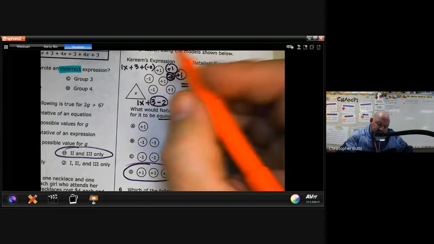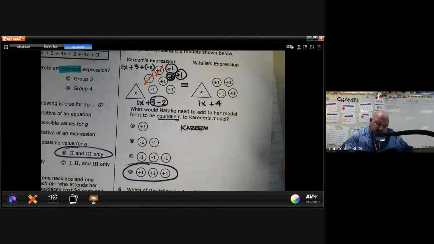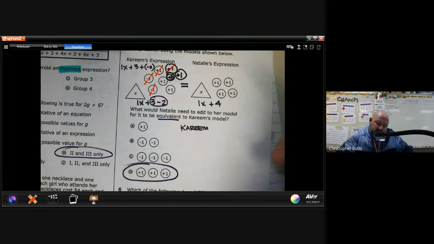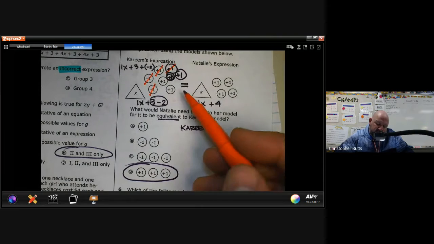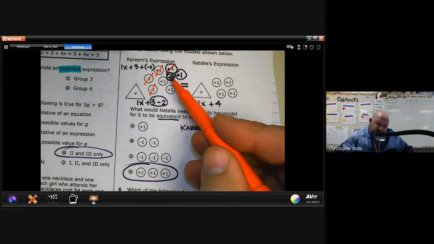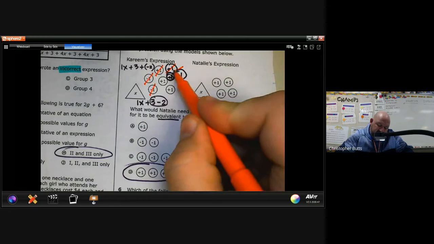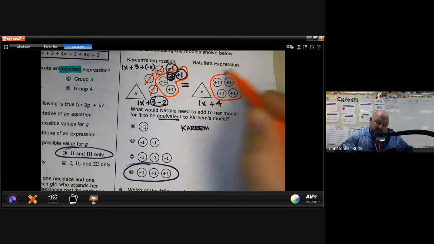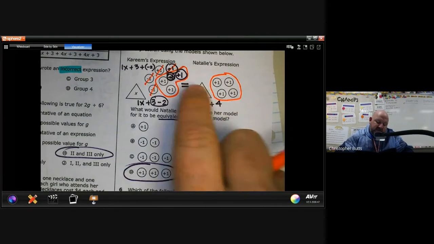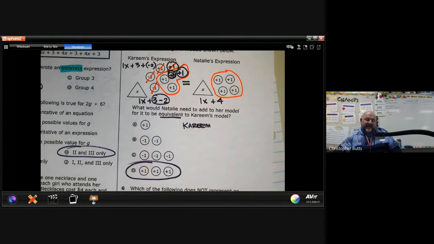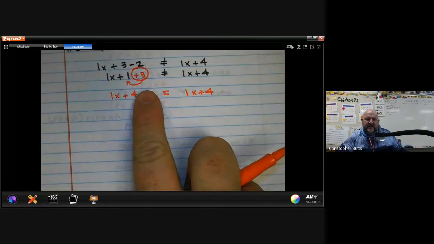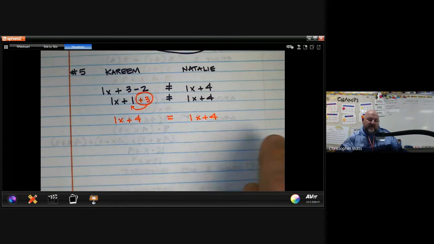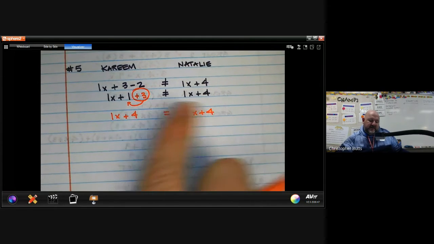Now let's cancel things out. A negative and a positive cancel each other out. A negative and a positive cancel each other out. And the only thing that I have left is 1, 2, 3, 4 positives. Right here they are, 1, 2, 3, 4 positives. And here's 1, 2, 3, 4 positives here. So 4 positives and an x, 4 positives and an x. So adding positive 3 to Kareem's expression made those two expressions equal to each other.